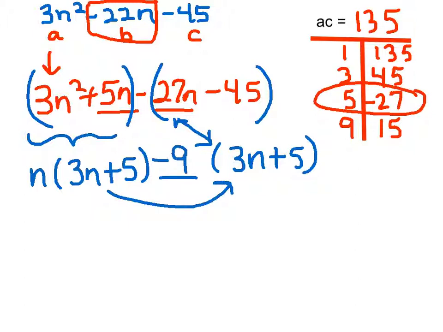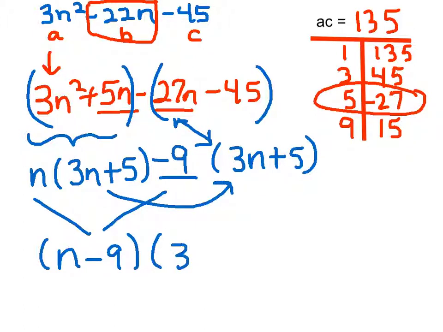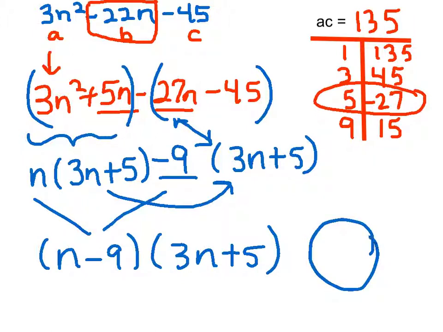Negative 9 times that 3n would give me that 27n, and negative 9 times that 5 is going to create that 45 up here. So you know you got what you need. All right, the last part's the easy part. You bring down the pieces that are outside your parentheses and put them together, n minus 9. And then you have your other two, 3n plus 5, and you've done it. You've factored another one by grouping. What do you think? Is it getting easier?